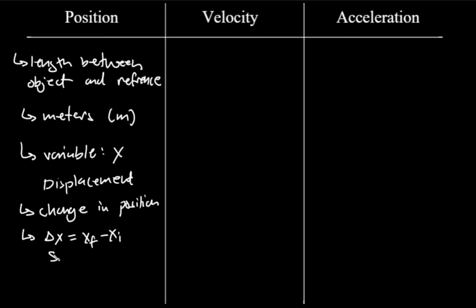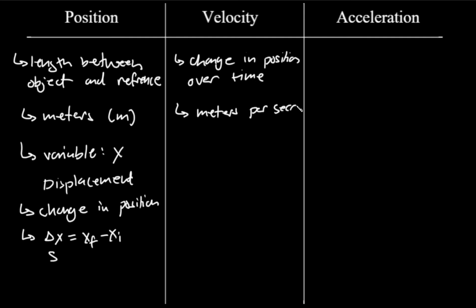Now let's move on to velocity. Velocity is the change in position over time. Or you could say displacement over time, as displacement is just change in position. We typically measure this in meters per second, written as m over s. The variable we use for velocity will be v.